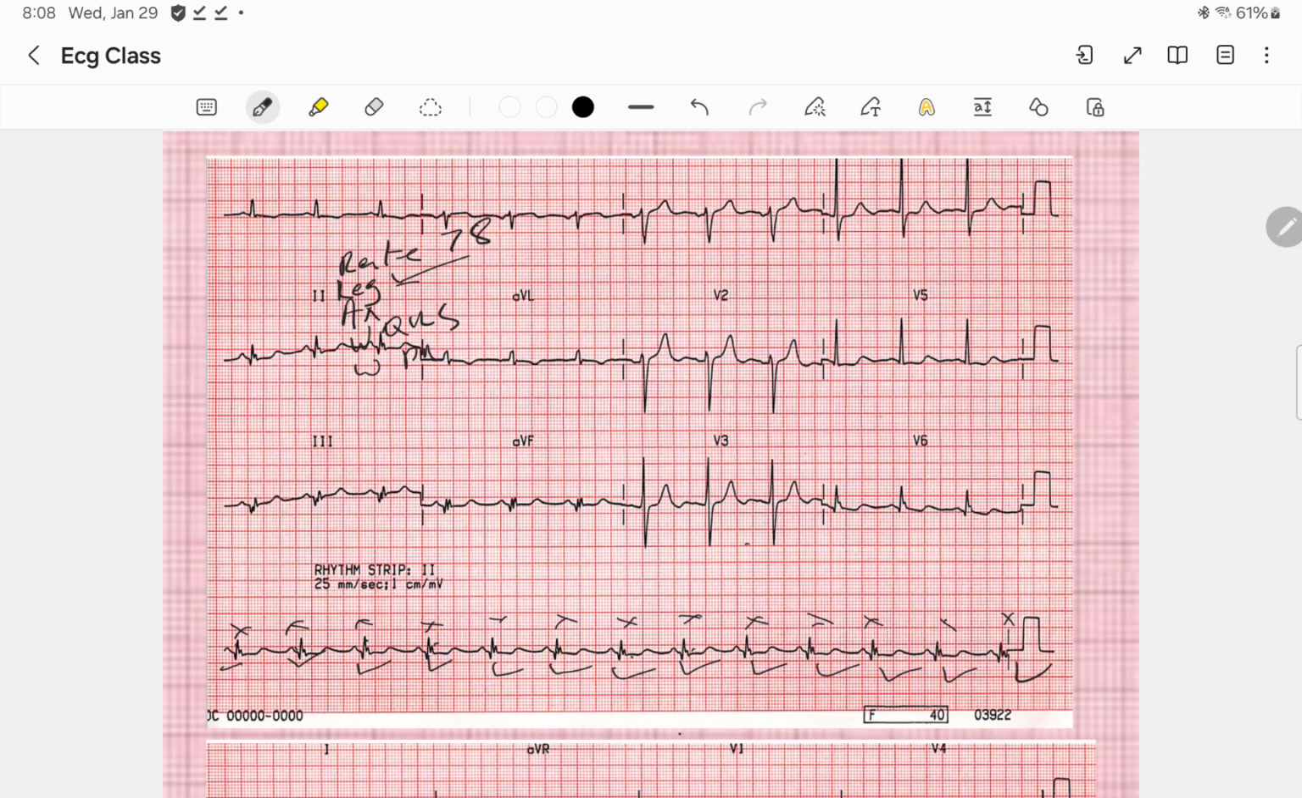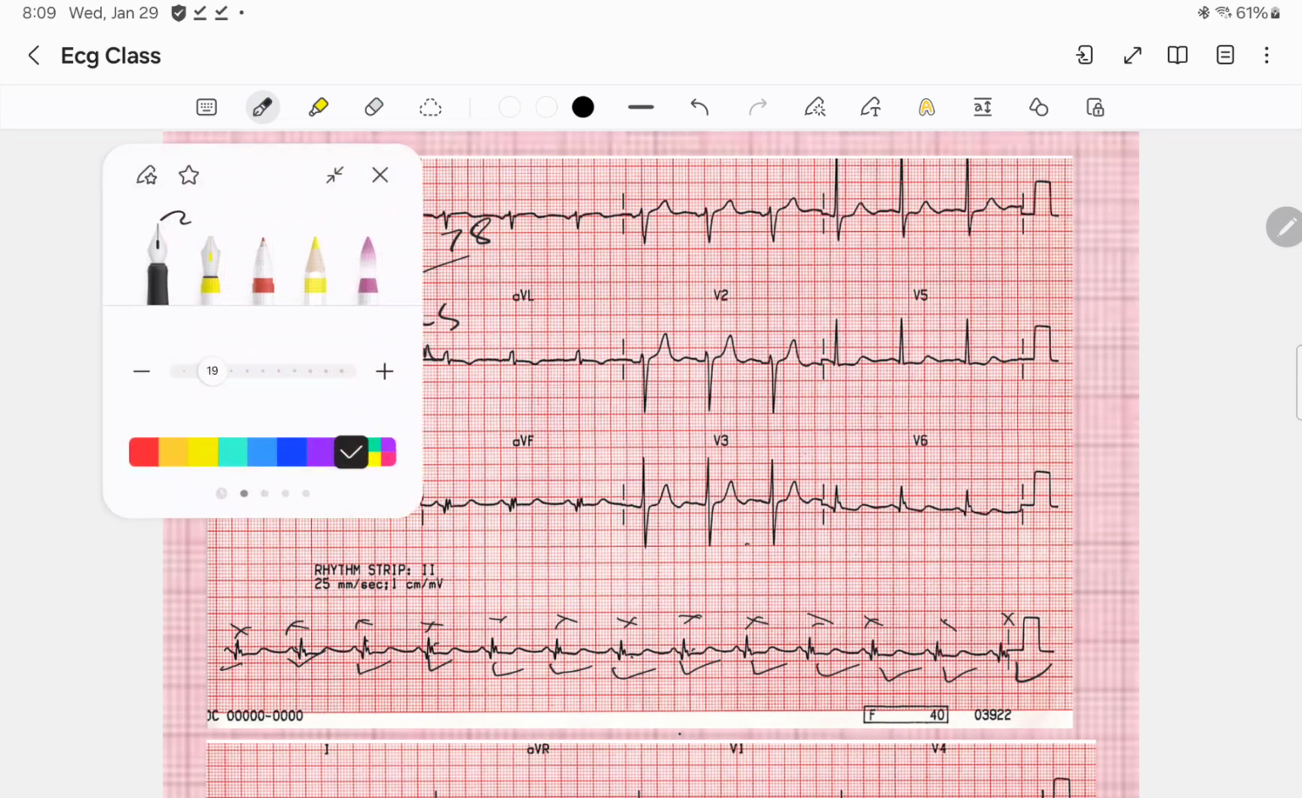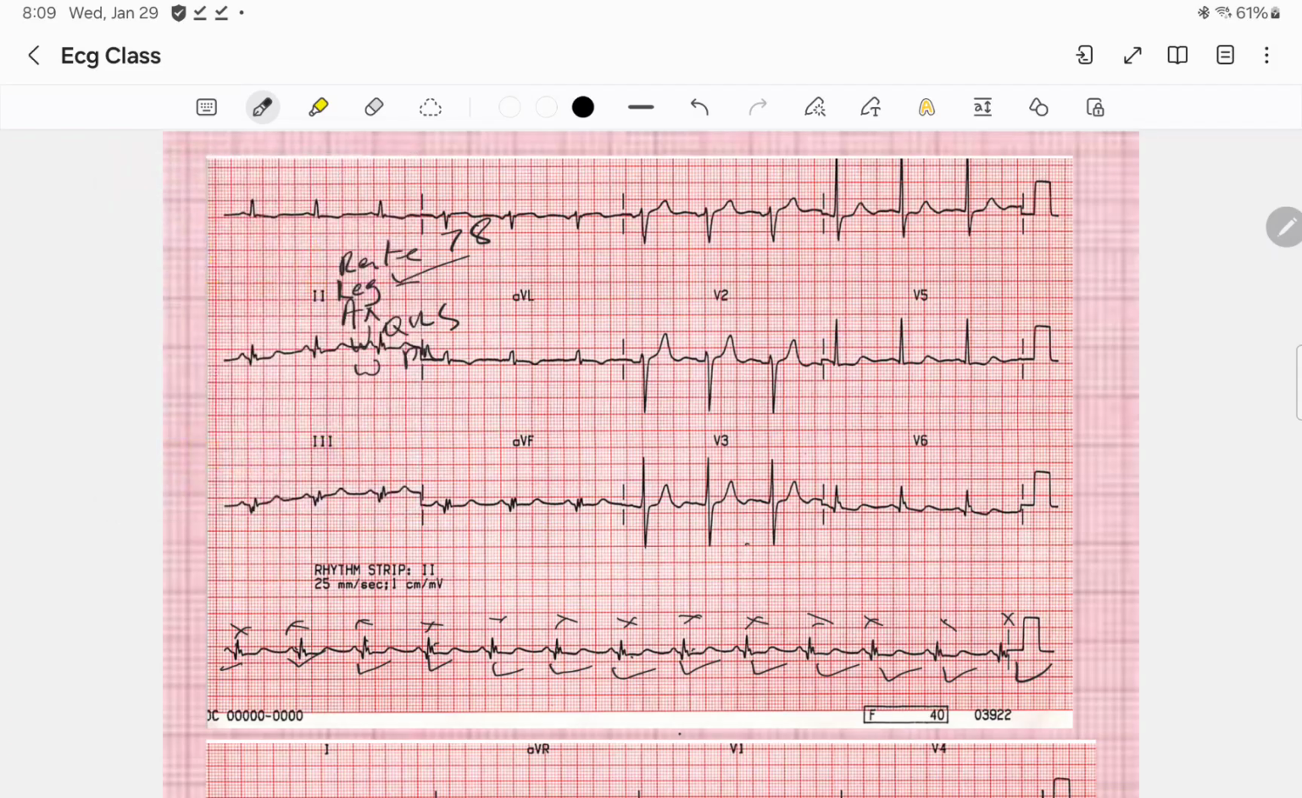P wave axis. So now we're going to look to see if the P waves are upright in the leads that we mentioned, right? So those would be lead 1, 2, 3, and AVF. So lead 1, we have upright P waves. Lead 2, upright P waves. Lead 3, upright P waves. And lead AVF, upright P waves. So we can conclude that there's a normal P wave axis.